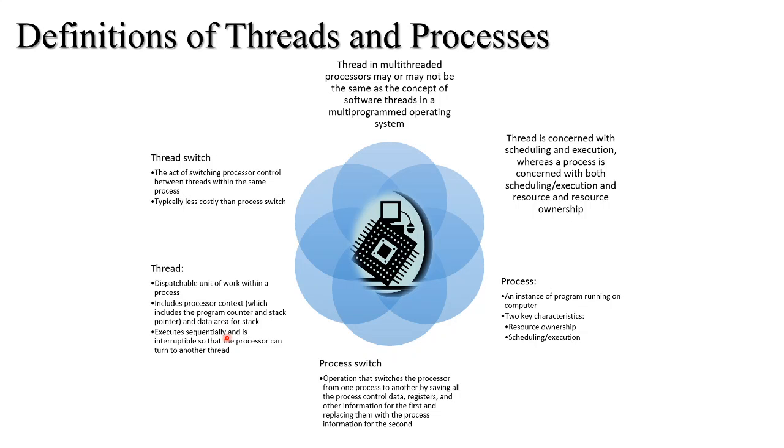So what is a thread switch? It is the act of switching processor control from one thread to another within the same process. Typically, this type of switch is much less costly than a process switch. Thus, a thread is concerned with scheduling and execution, whereas a process is concerned with scheduling, execution, and resource ownership. The multiple threads within a process share the same resources. This is why a thread switch is much less time consuming than a process switch.